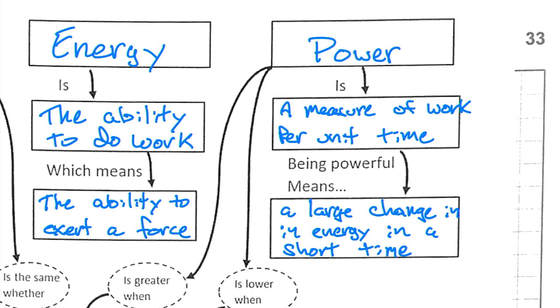Or if both cars were given the same amount of time, both cars could go for 10 seconds, in the same amount of time, the more powerful car will do more work. More powerful car will get going faster in the same amount of time.